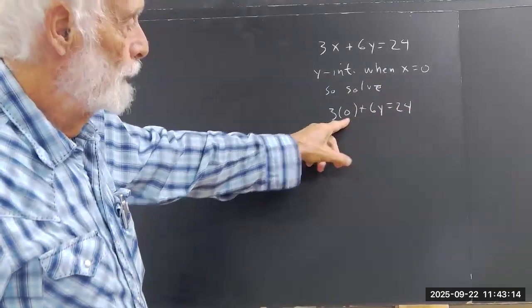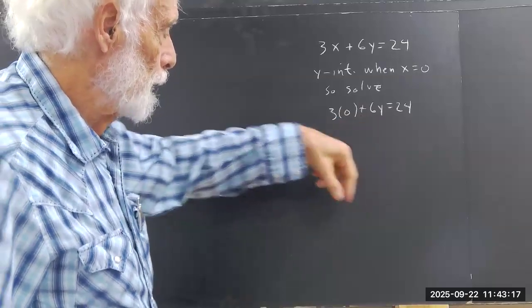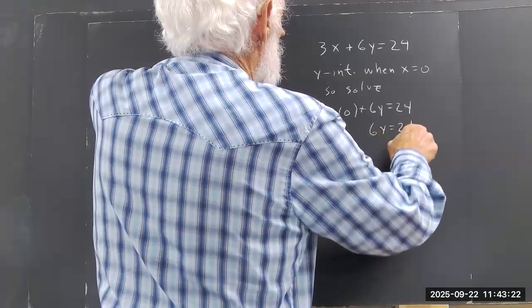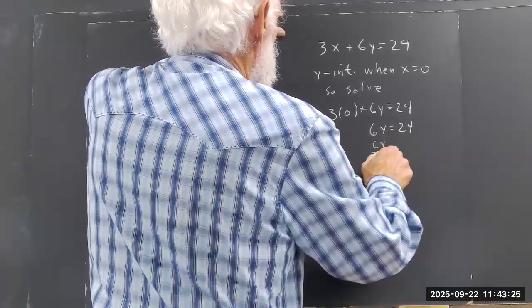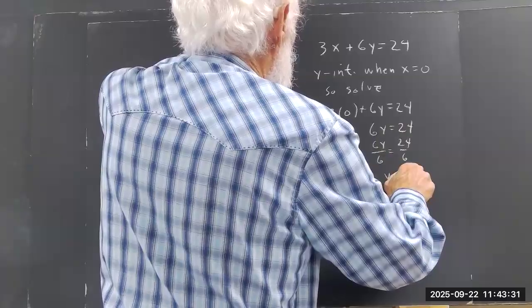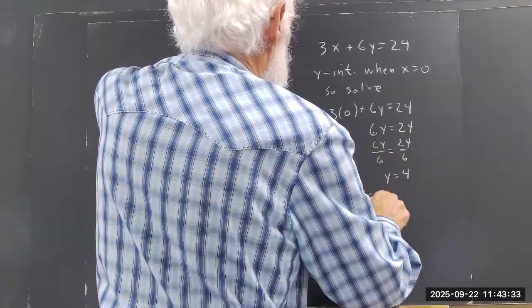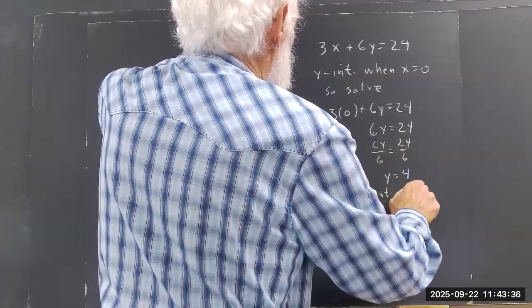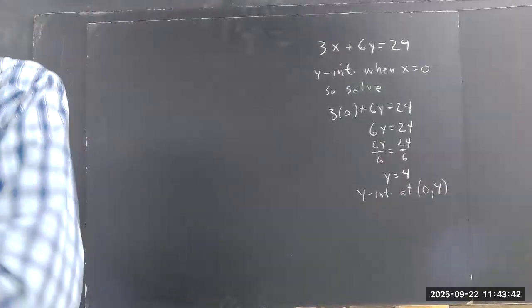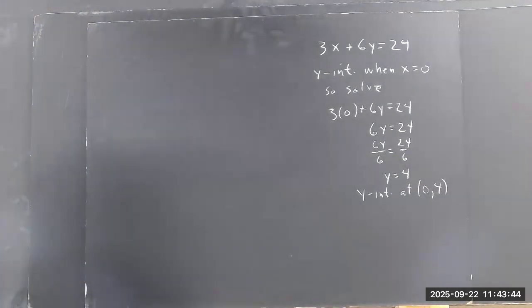Y-intercept: when x equals 0, well, that's going to get us 3 times 0 plus 6y equals 24. That's just 6y equals 24. 6y over 6 equals 24 over 6. Y equals 4. So the y-intercept is at the point x equals 0, y equals 4. That was easy, wasn't it? It generally is easy to let one of your variables equal 0 and solve for the other one.